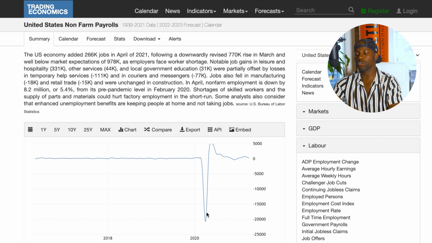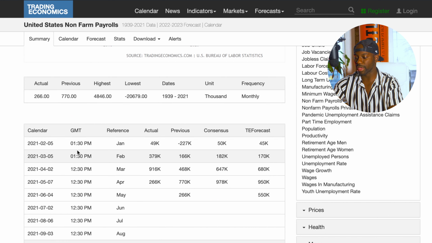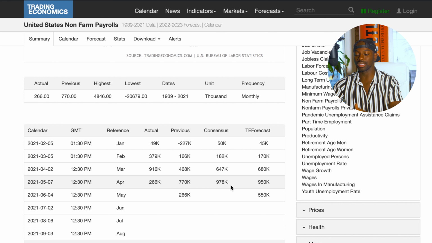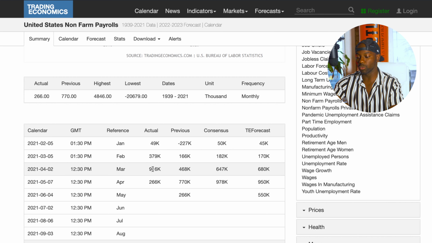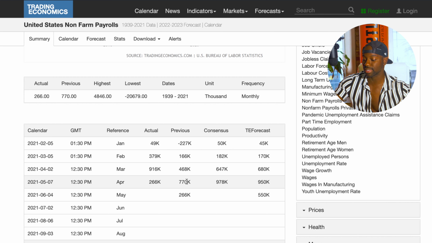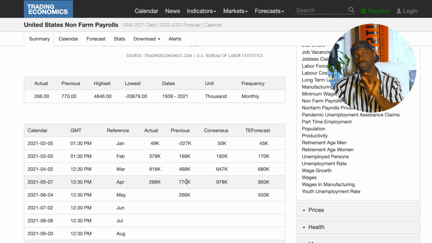Okay, so if our non-farm payroll was, let's say again, let's head back to that print and let's see what that expected was. So we see here where we at 2021. So we have May. All right, so our April, let's just take a look at our April here. So the consensus was that we were going to add 978,000 jobs back into the labor market. Okay, previously we added 777. The actual for last month, April, was 266K.